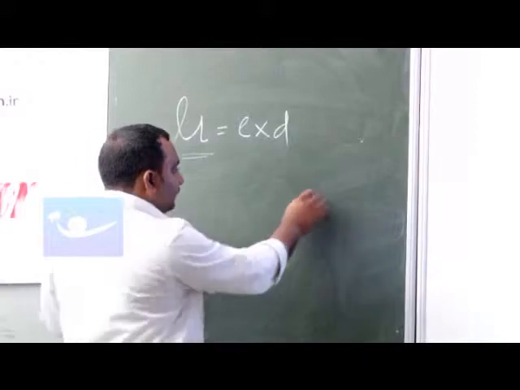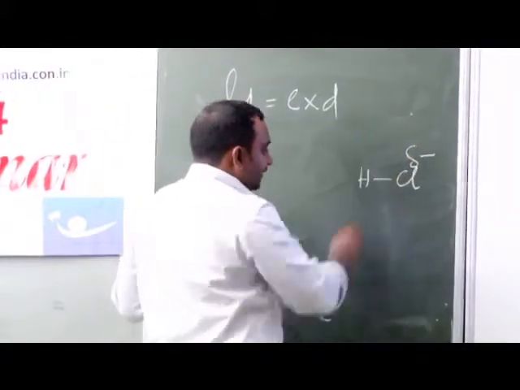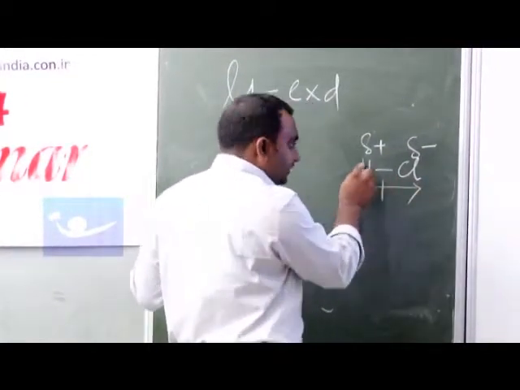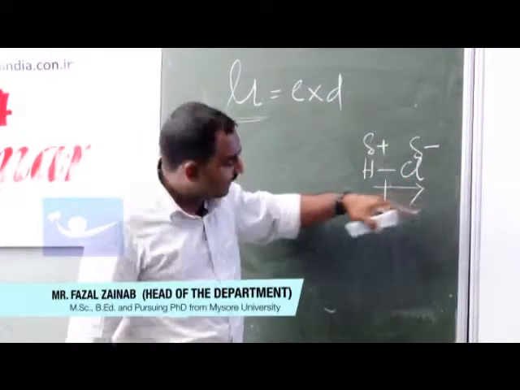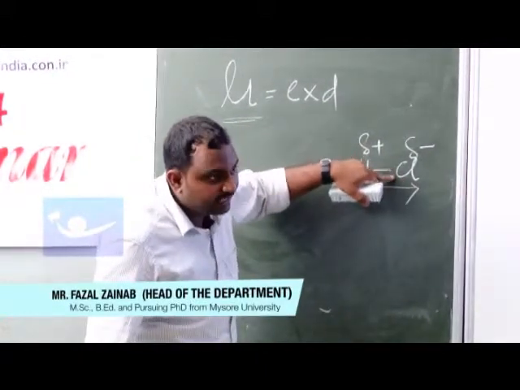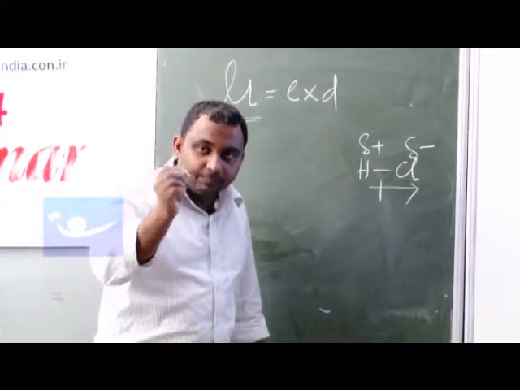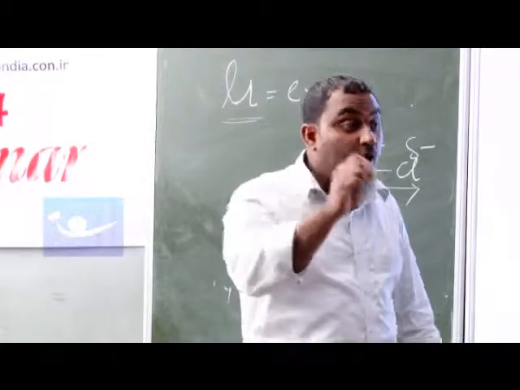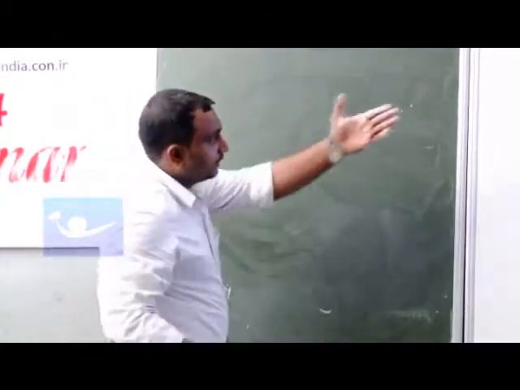Dipole moment, if you take HCl, Cl is negatively charged and H is positively charged. So there will be a bond dipole, the direction is towards the electronegative atom, understanding? And this is what we call bond dipole. Bond dipole. And if you want to get the dipole moment of a molecule, you need to take the vector sum of the bond dipoles.